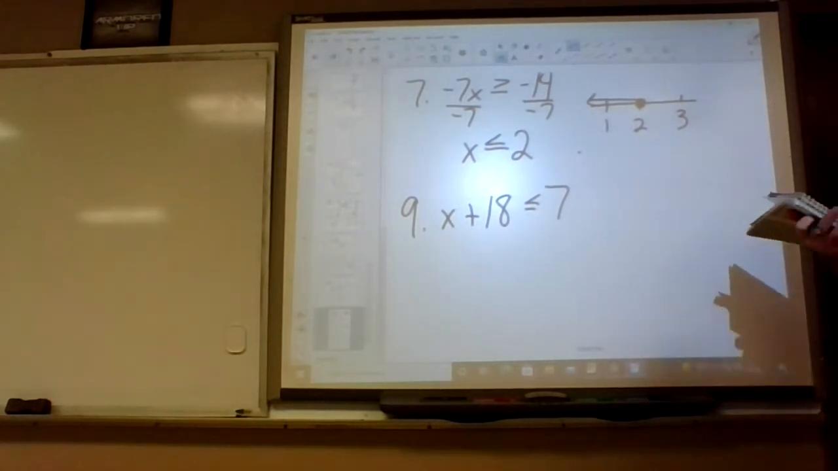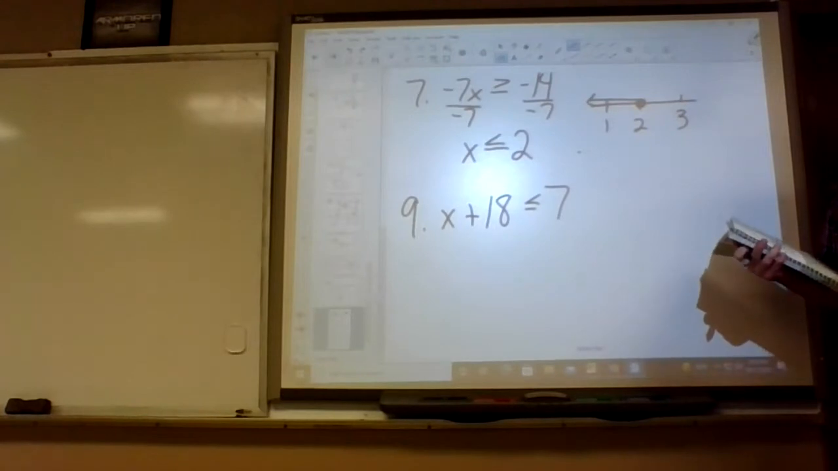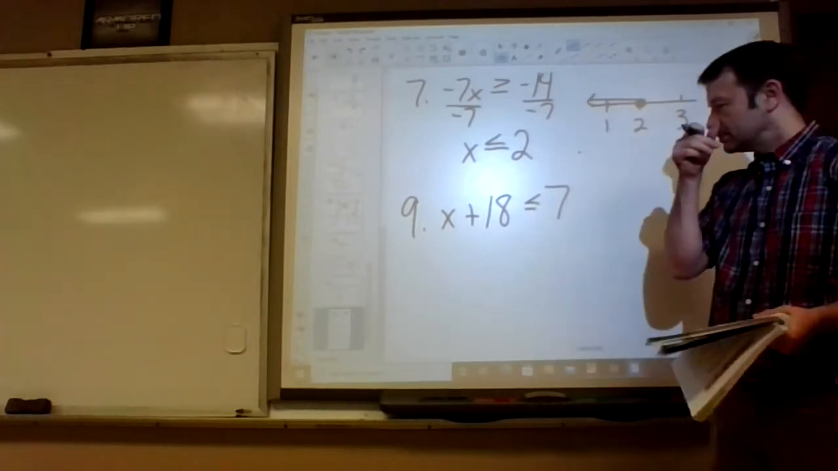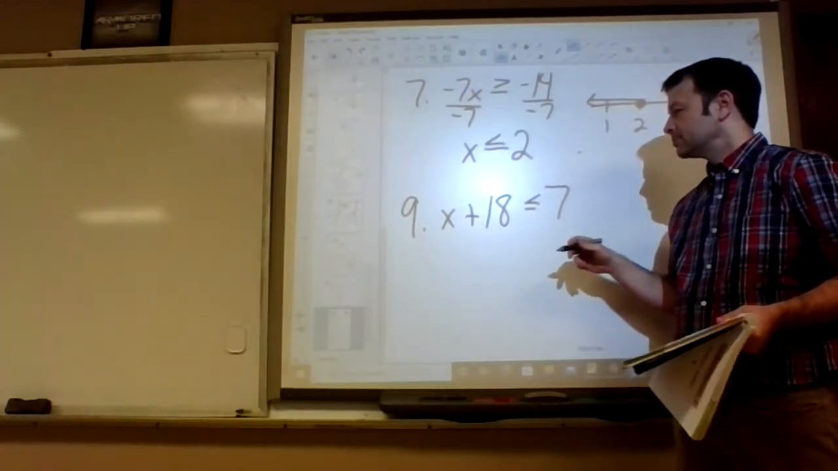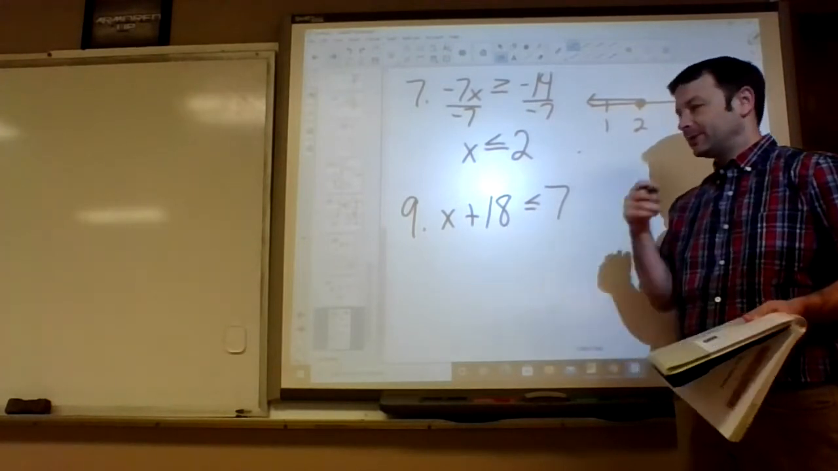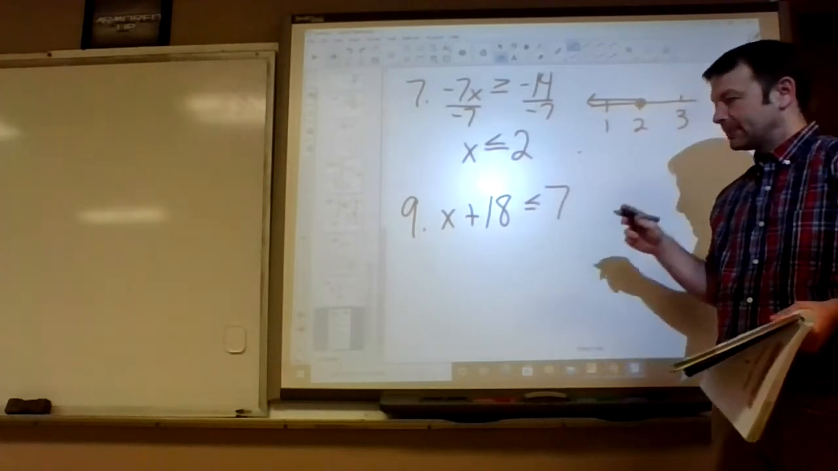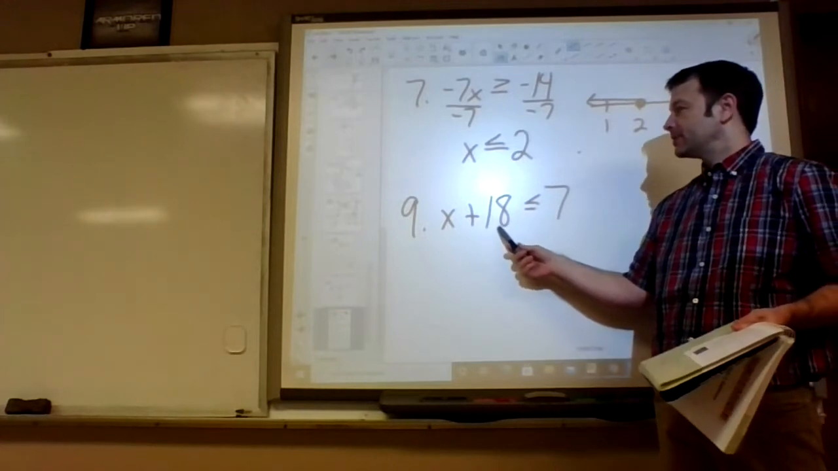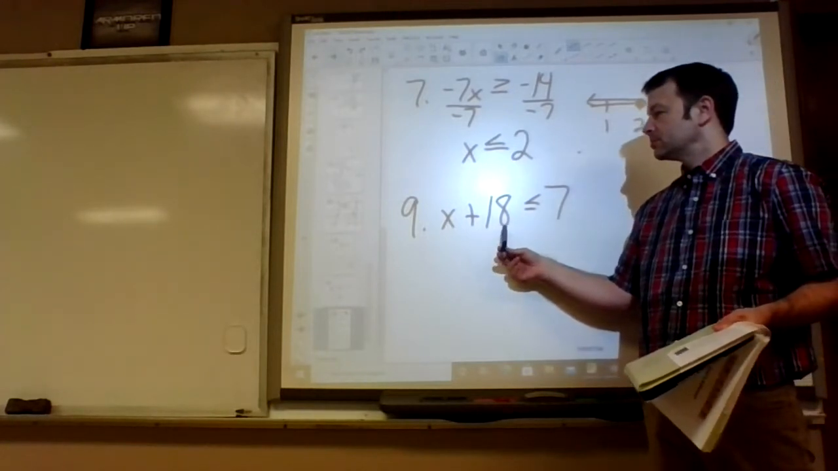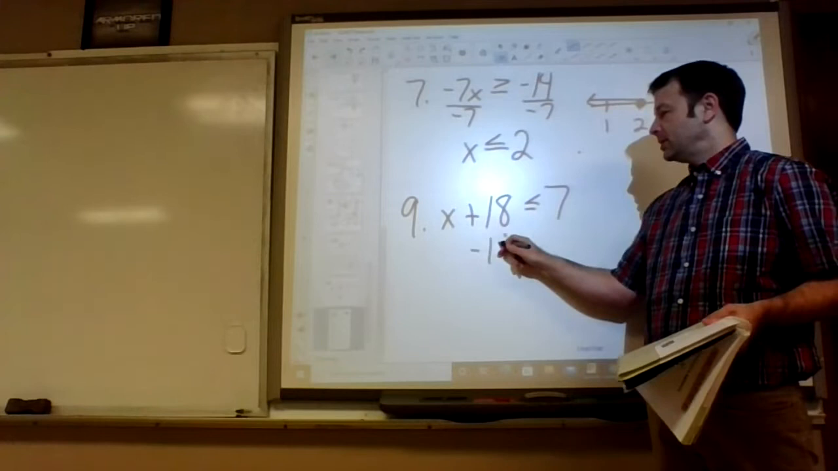Paxton, what's my one step on number 9? It's less than or equal to. So how do I solve for x though? Do I get x by itself here? You just subtract 18.